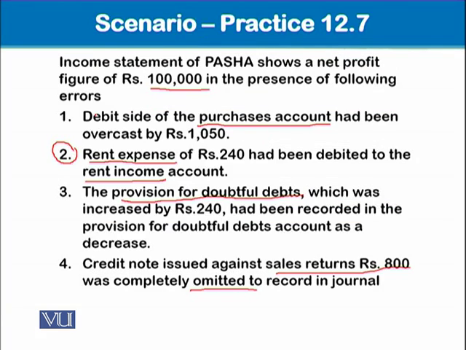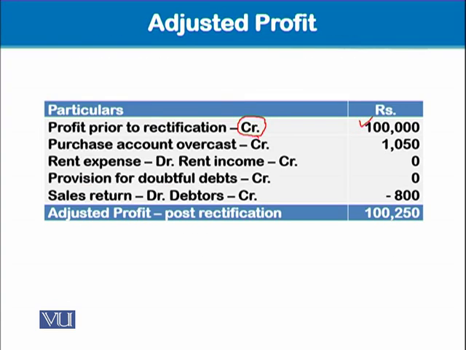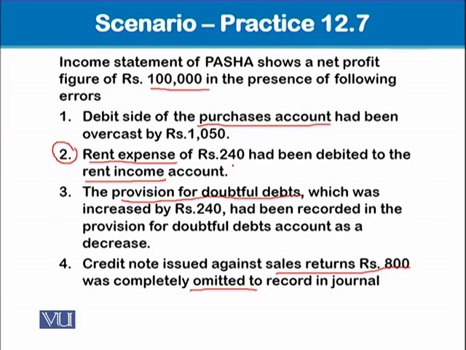Now rectify this, the debit side of the purchase account. Purchase is a nominal ledger account. So while rectifying, the purchase account should now be credited. So give credit to the purchase account because it was overcast. 1,050 will be credited here. Then rent expense of 240 had been debited to the rent income account. So now rent income account will be credited and rent expense will be debited.